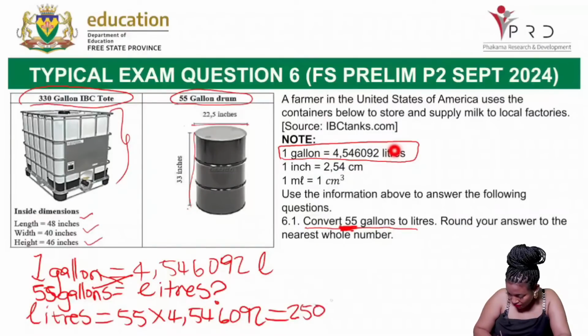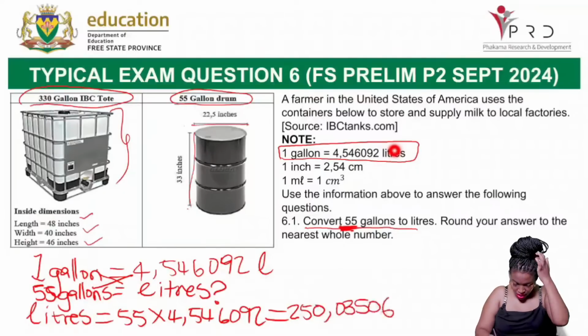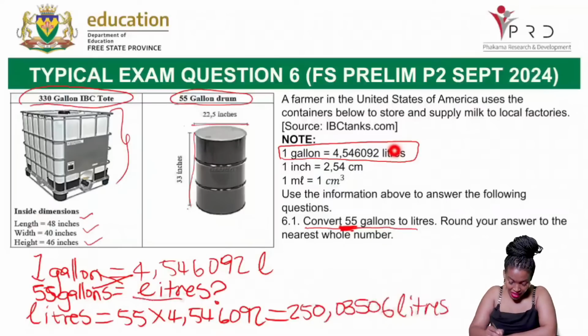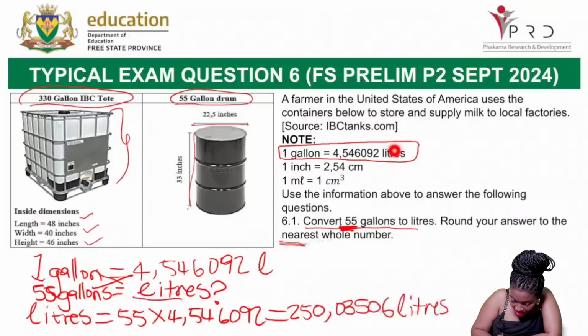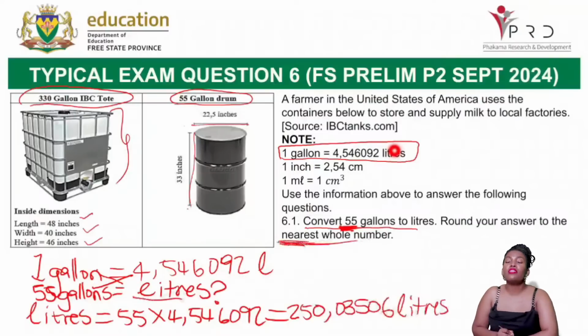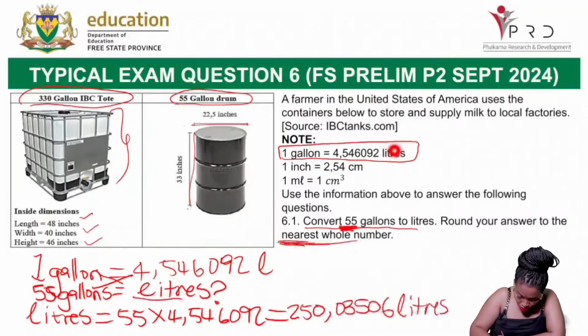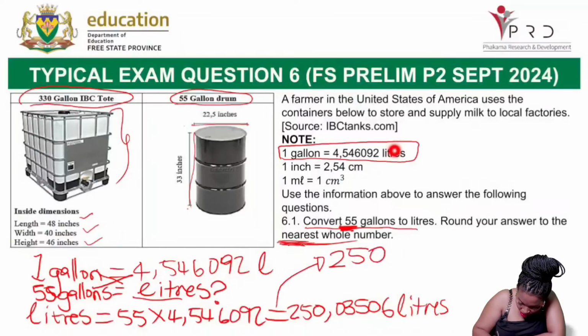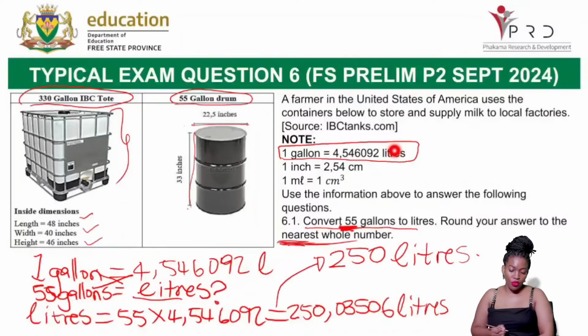The answer there is 250.03506. But remember what we're looking for? We're looking for liters. So this answer is in liters. But there was also this instruction: nearest whole number. It means they want the answer as a whole number without any decimals. So without any decimals, the answer there would be 250 liters. That is how you answer this particular question.